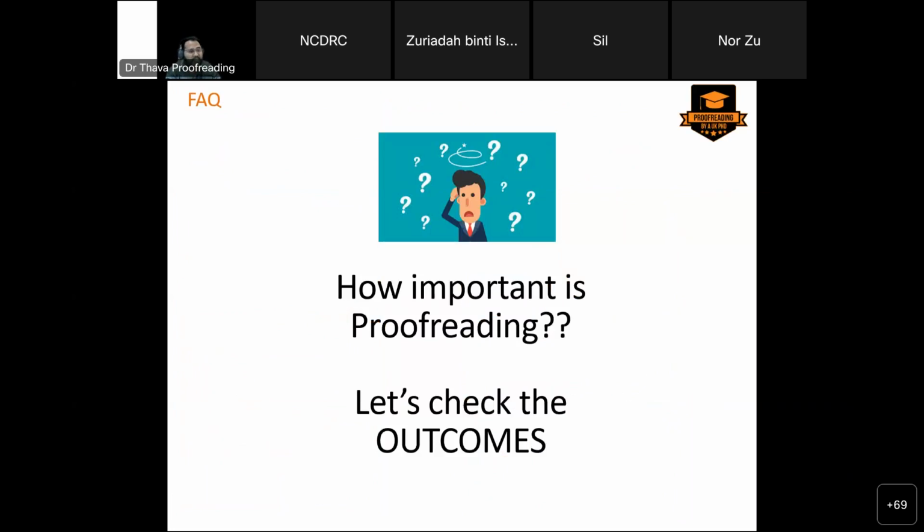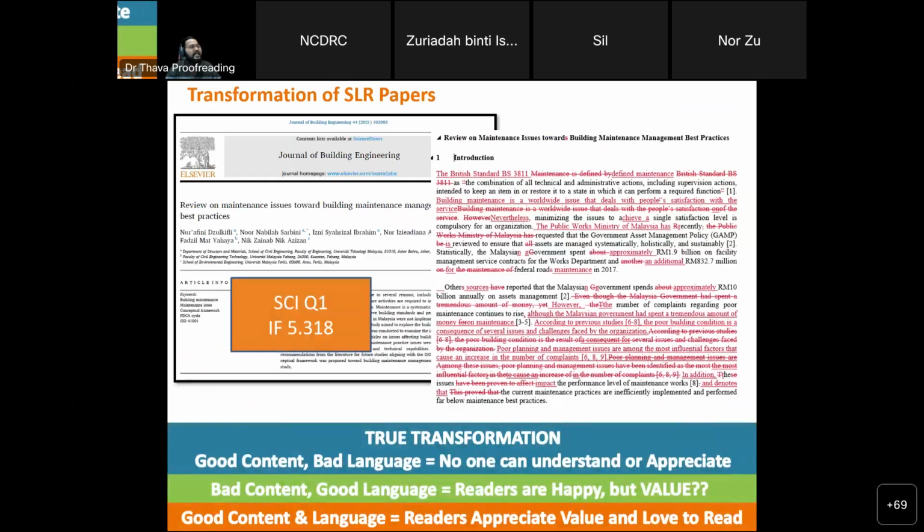And from this, how important is proofreading? This is the same paper I just shared with you earlier, Journal of Building Engineering from UTM. That is the transformation we did to the paper. Paraphrasing, proofreading, editing, and structuring. Just one minor revision, paper was accepted.